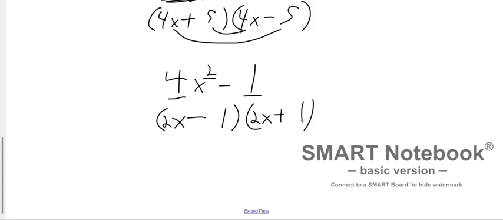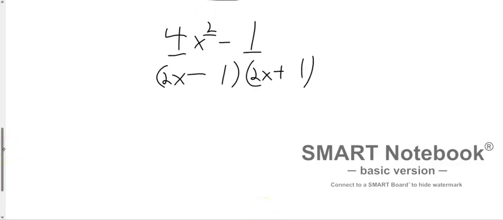Now, let's take something similar to that, but throw in the GCF. In fact, I'm going to take the same problem and just do 40x squared minus 10. Now, when I look at this at first, I go difference of squares. Well, that doesn't work because this is not perfect and that's not perfect. But remember, always check GCF first.